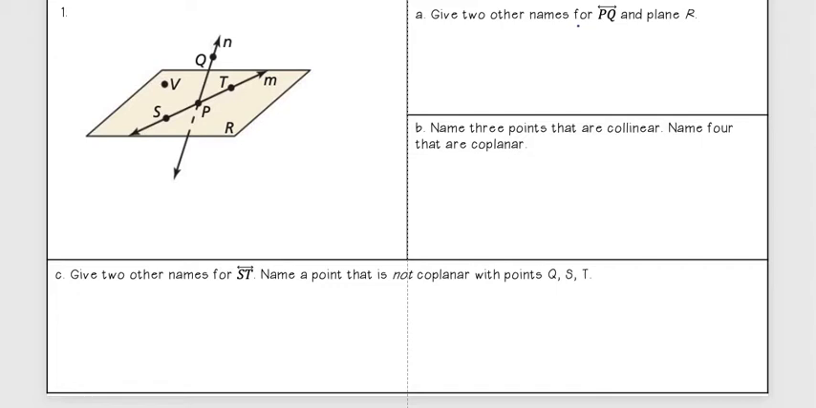So let's start with PQ. Another name I can do for PQ, I can switch those letters around. So I can do QP. That's valid. Another name I can do, so I'm looking at PQ, that's this line right here, is I can do the lowercase letter that is next to the arrowhead, and that is this N. So that means I can also call this line N. So again, with any line, you can either take 2 points on it, or you can name it with that lowercase letter that's by the arrow.